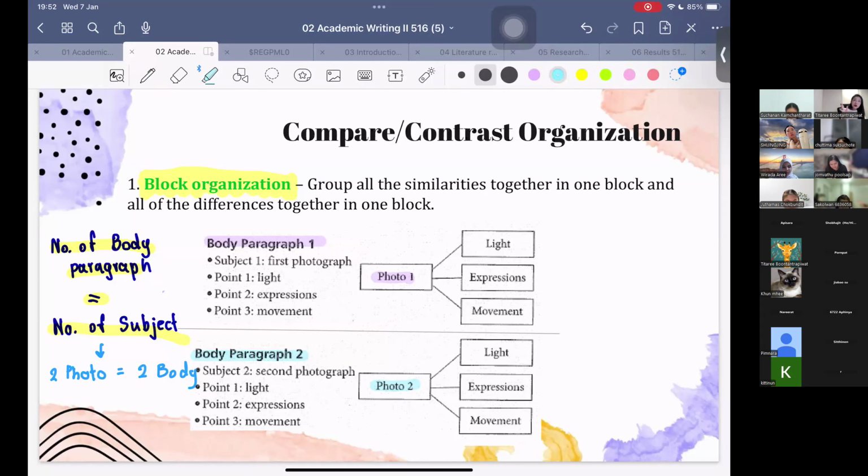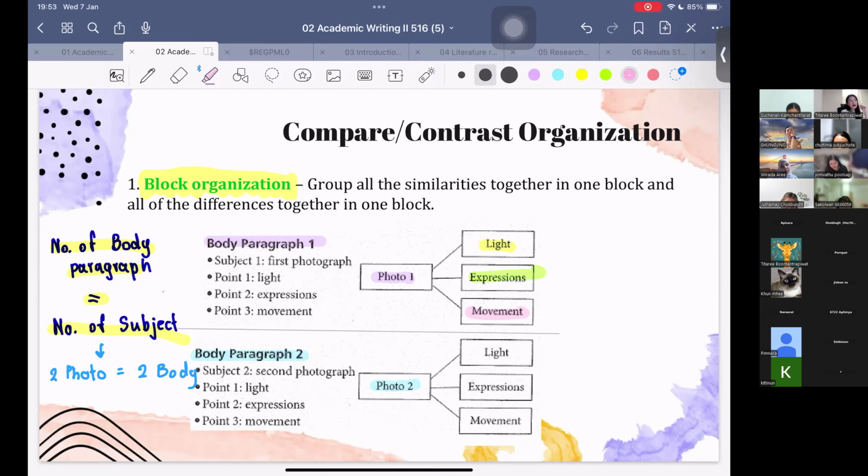Like in here, take body paragraph 1. Let's start with body paragraph 1. I'm going to discuss photo 1. And with photo 1, I'm going to talk about the light, expressions, and movement, based on the points of comparison that I have listed before. How does the light show in photo 1? What are the expressions in photo 1? What is the movement in photo 1? Explain all of these points of comparison based on photo 1.